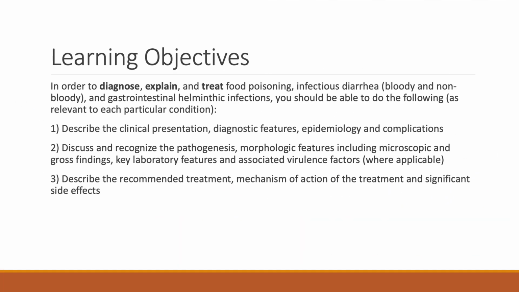In order to diagnose, explain, and treat food poisoning, infectious diarrhea, both bloody and non-bloody, and GI helminthic infections, you should be able to do the following as relevant to each particular condition. Number 1, describe the clinical presentation, diagnostic features, epidemiology, and complications. Number 2, discuss and recognize the pathogenesis, morphologic features, including microscopic and gross findings, key laboratory features, and associated virulence factors. Number 3, describe the recommended treatment, mechanism of action of the treatment, and significant side effects.